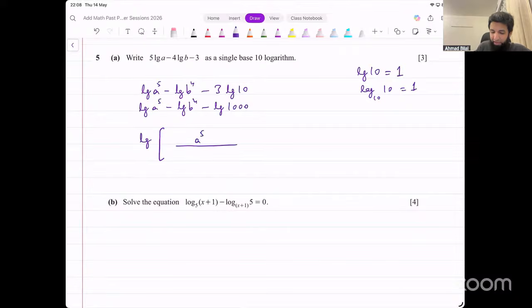The other terms have negative signs with them. They will go to the denominator. B raised to power 4 goes to the denominator. We've got b power 4 here, and 1000 as well. So we could say b power 4 into 1000. You can just leave it like this or write it as 1000 b raised to power 4, and that will be your final answer.